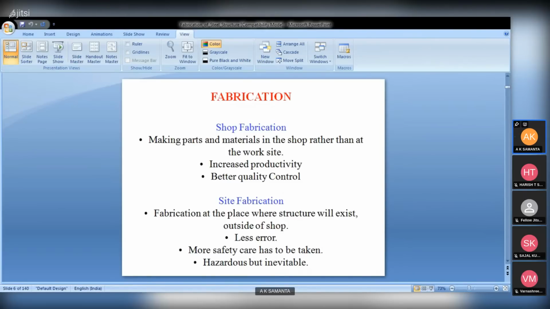So many people prefer site fabrication, but when site fabrication is carried out, then a lot of local disturbance will be there, as well as the quality will be compromised. If quality is our concern, it should be shop fabrication.